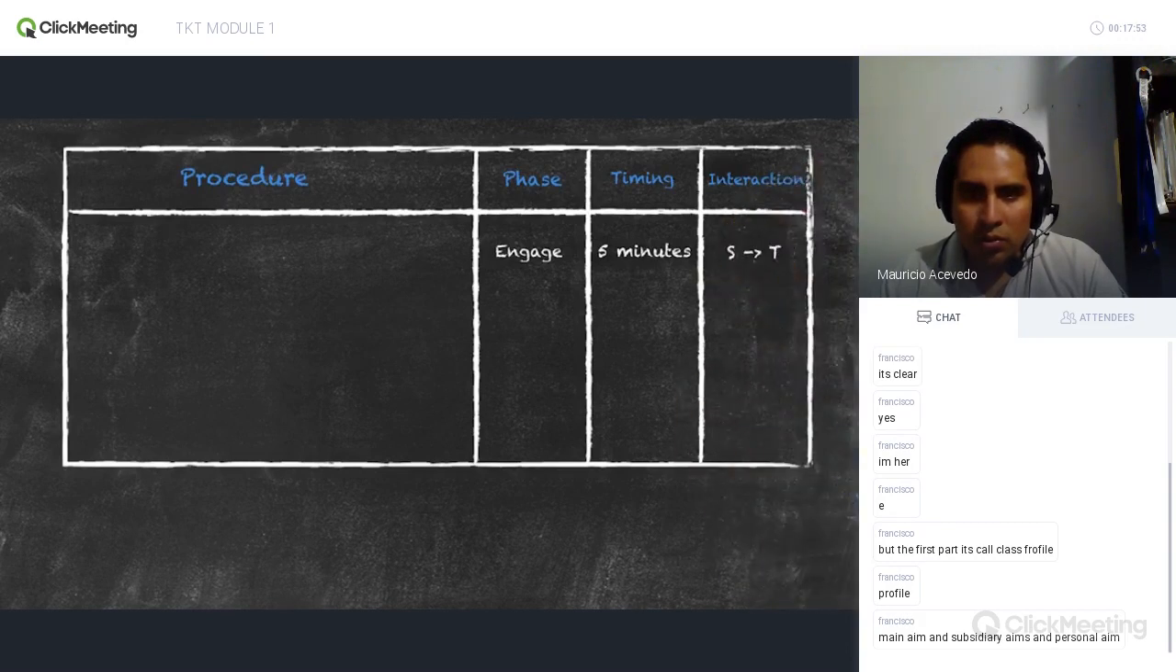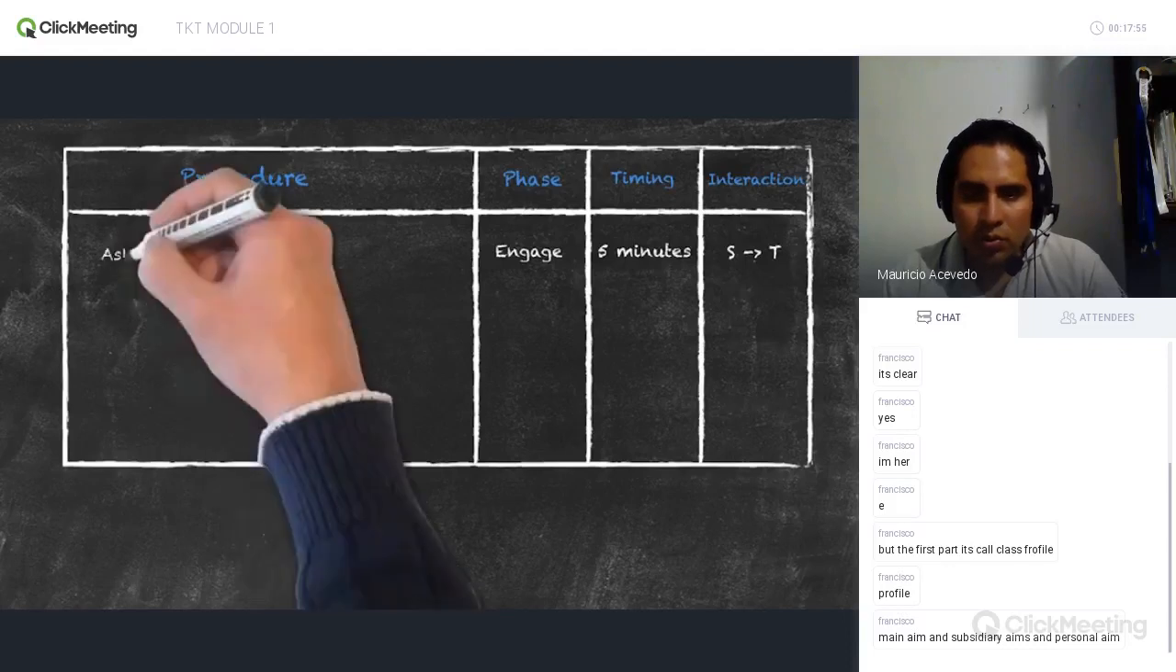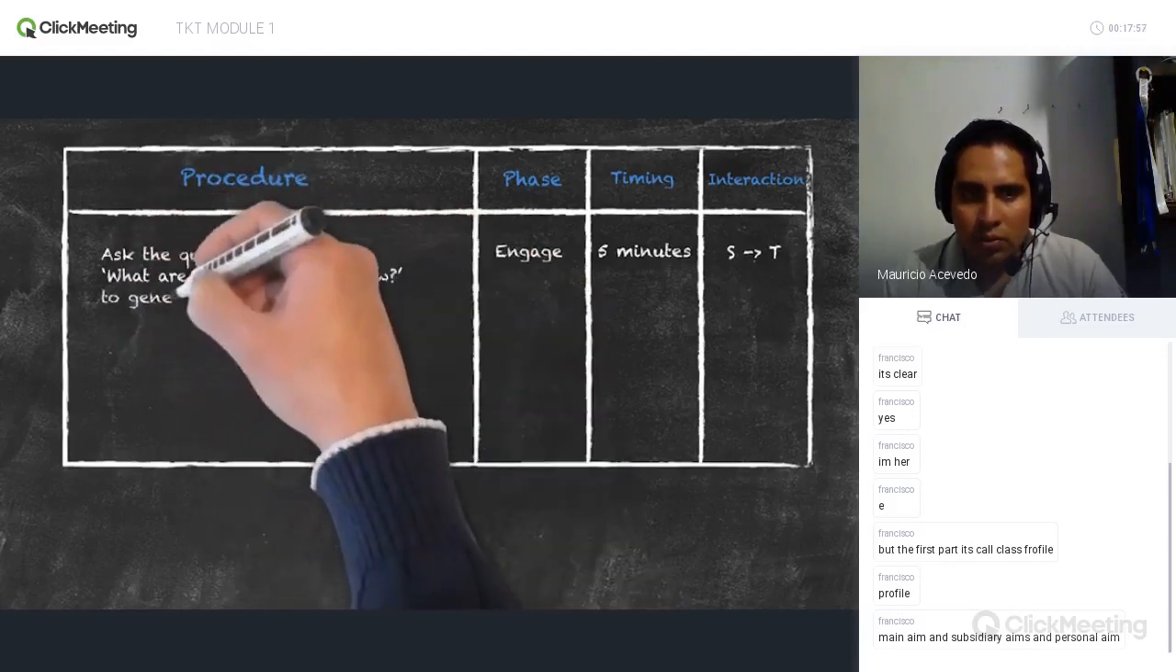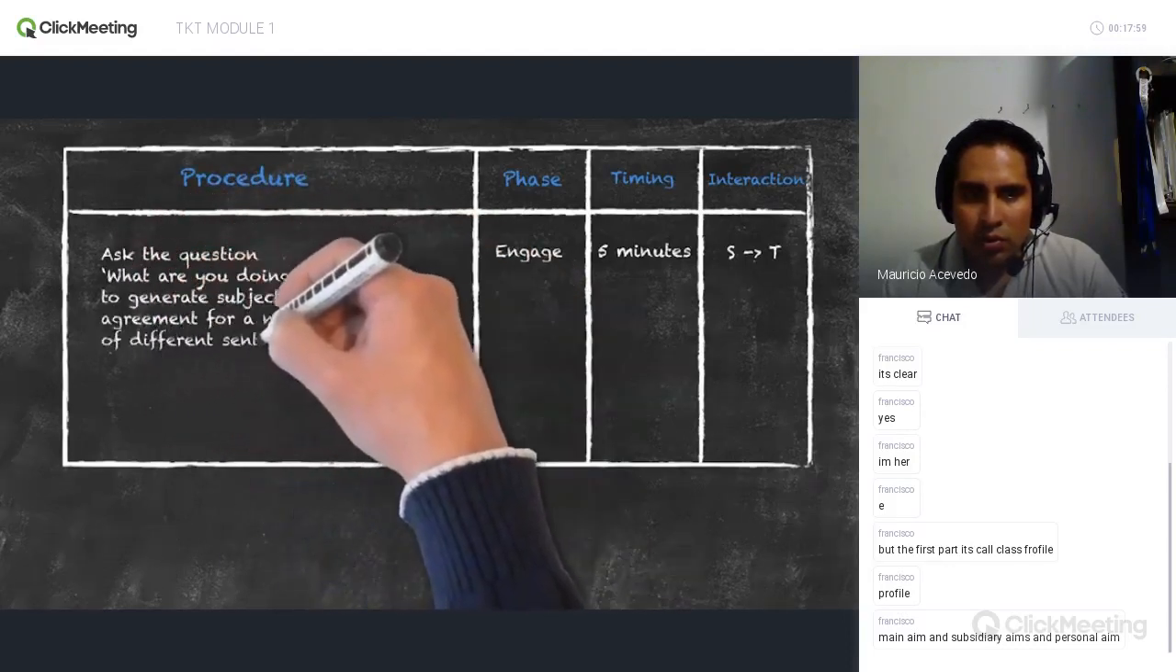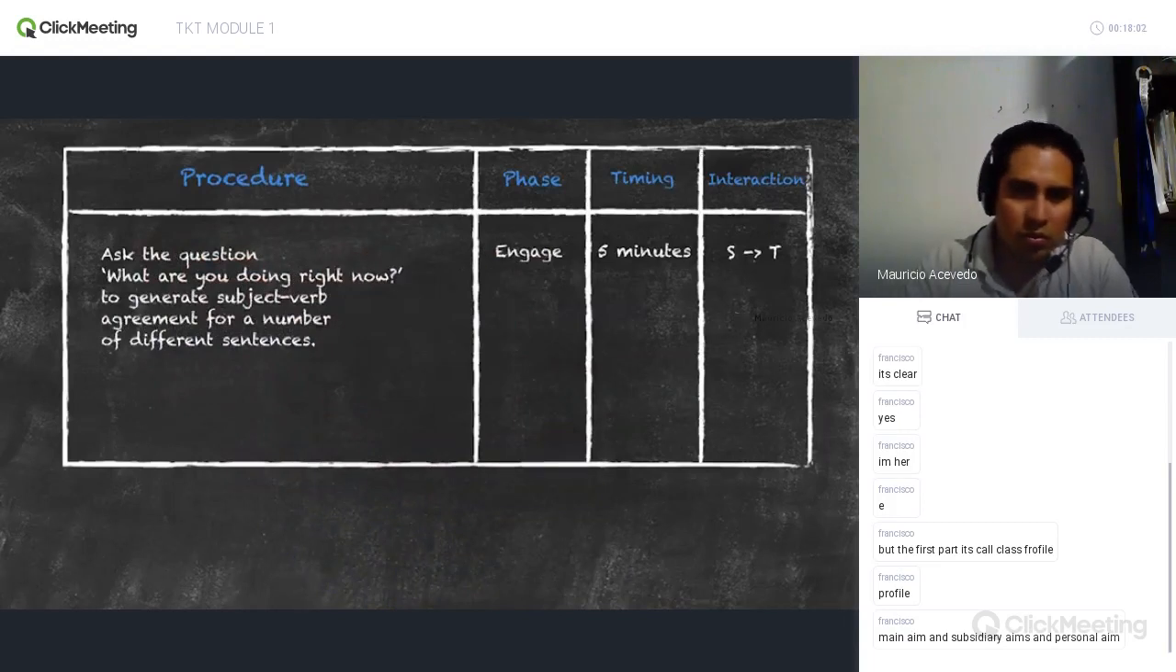So, what am I going to do in my engage phase? I'm going to ask the question, what are you doing right now to generate the subject-verb agreements between a number of different subjects and their verbs?